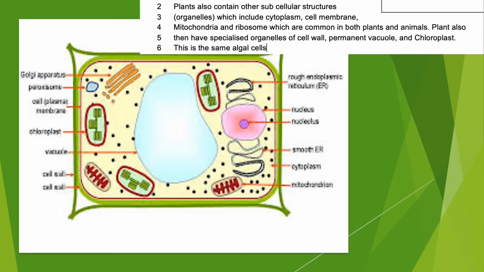The next part here, we're going to be looking at another cell, but this one is going to be a plant cell. A majority of this should feel a little bit like review, but if it doesn't, this is the reason why I'm doing this. Plant cells and animal cells are very, very similar. On line 2, it says that plants also contain other subcellular structures or organelles, which include cytoplasm, cell membrane, mitochondria, and ribosome. Like I said, you can find these in both plants and animals, but plants have a little bit more. They have more specialized organelles called the cell wall, permanent vacuole, and chloroplast.